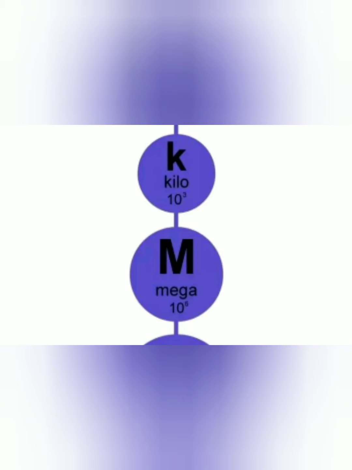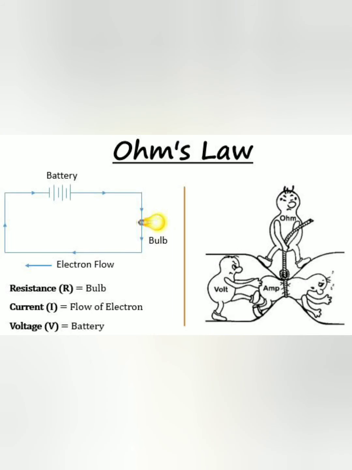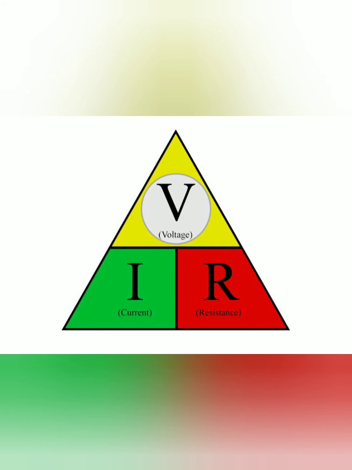According to Ohm's law, the current flowing in a conductor is directly proportional to the potential difference applied across its ends, provided that the physical conditions and the temperature of the conductor remain constant. Now please observe the statement which states that Ohm's law is valid given that the physical conditions and the temperature of the conductor remain constant.